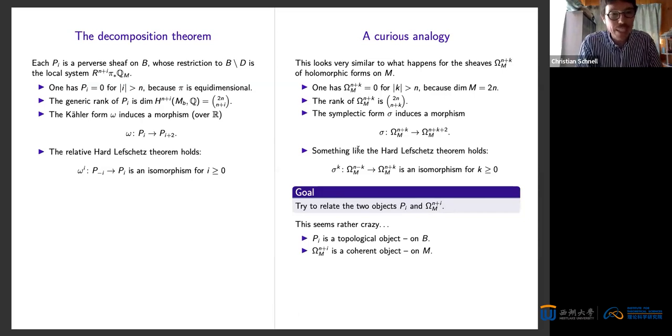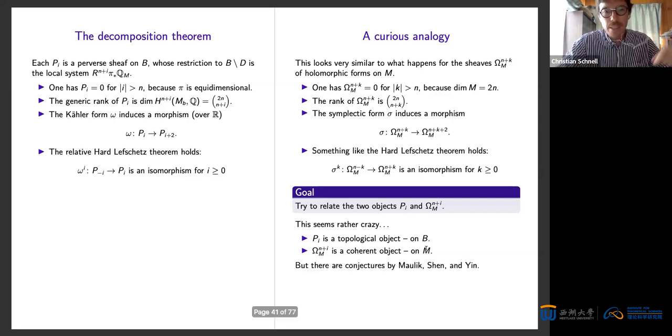Now, initially, it seems a rather strange idea, because they're completely different objects and they live on completely different spaces. Pi is a perverse sheaf, so it's a kind of topological object. It's just the cohomology of the fibers. The sheaf of forms is a coherent object, a holomorphic vector bundle. Pi lives on the base B, but omega M lives on M. So it seems hard to imagine you compare those two things because they're different. They're like apples and bananas, and the apples are in one country and the bananas are in another country. So it's difficult to say anything about how they're connected.